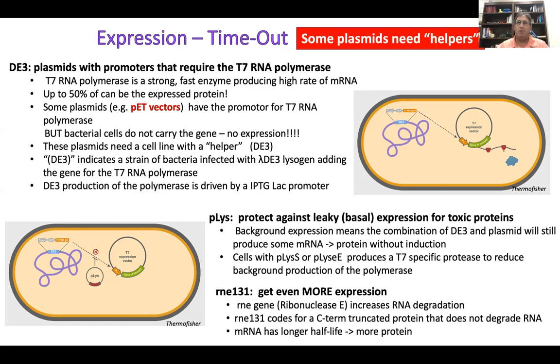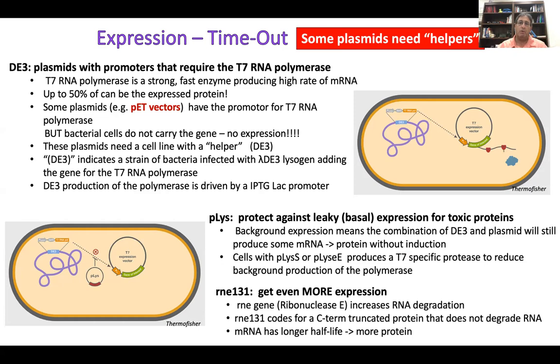But there are a number of other plasmids that have a promoter coded upstream of the start point that are for something, let's say the T7 RNA polymerase. Bacteria, especially the BL21 kind of bacteria, do not have that polymerase. So the polymerase that those bacteria have won't bind to the plasmid and start making messenger RNA.